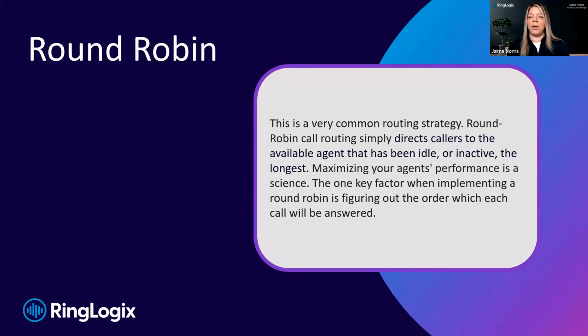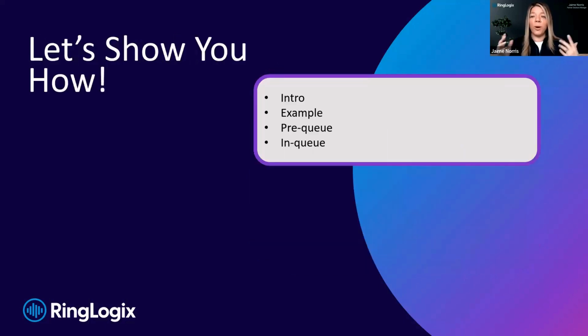One factor when we're implementing a round robin is figuring out the order in which each call will be answered. So we're going to show you how. Erick's not only going to show you how to do round robin, but he's also going to highlight some features in a call queue, some of the options that you may not know about. In this presentation, we've taken screenshots of these because we're going to send this to you as a leave behind. So Erick, I'm going to kick it over to you so that you can show everyone.